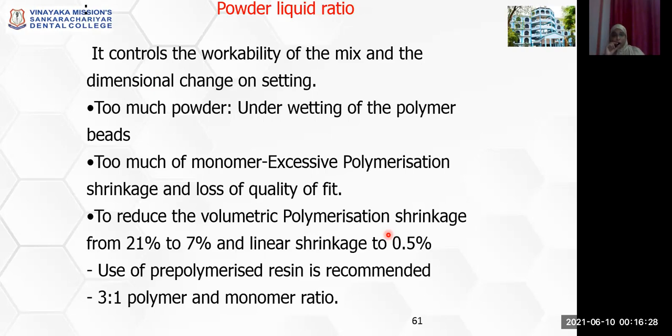You can't add too much powder, because if you have too much powder, then polymerization is not going to take place. When you have too much monomer, there is going to be excessive polymerization shrinkage. So only if you follow the proper powder liquid ratio, which is around 3:1 polymer to monomer, can you reduce the shrinkage from 21% to 7%. And linear shrinkage can be reduced to 0.5%. So for exact dimensional reproducibility of the dentures, we should always follow the proper powder liquid ratio.